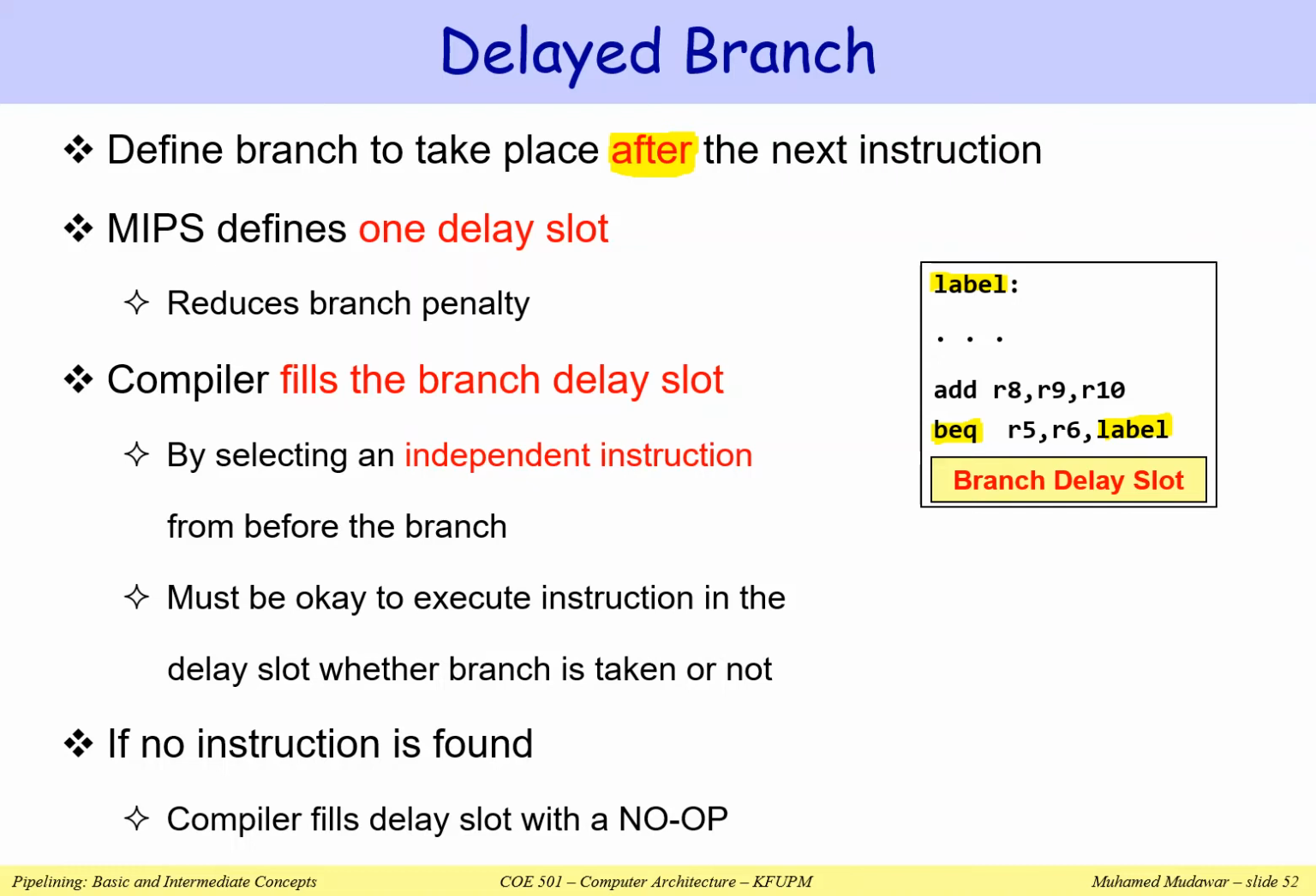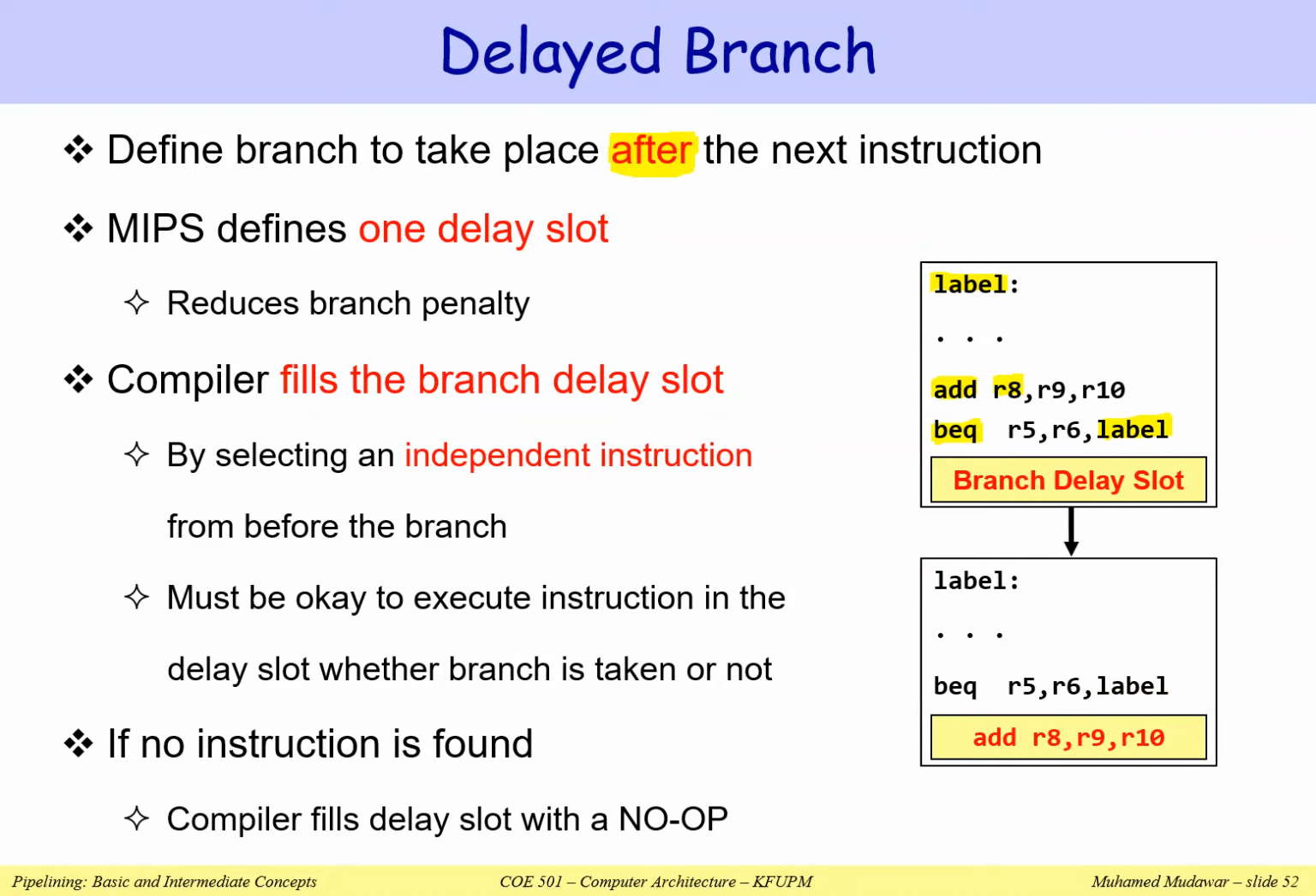So the compiler has to find an instruction, an independent instruction. For example, this add instruction is going to write its result to R8, and the branch does not read R8, so the branch does not depend on the add instruction. So the idea is to move this add instruction into the branch delay slot as shown here. So the compiler is going to fill the branch delay slot, is going to reorder the instructions. It's going to move the add instruction, which is supposed to be executed before the branch. It's going to be moved after the branch into the branch delay slot.